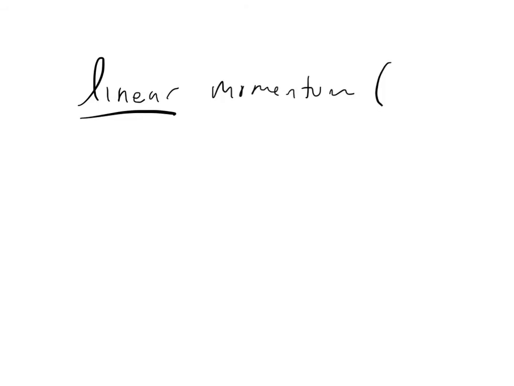So we can define linear momentum. And typically we drop the linear, but I'm going to keep it for now. So we'll just typically talk about it in terms of momentum, which has the symbol P. So linear momentum equals mv.